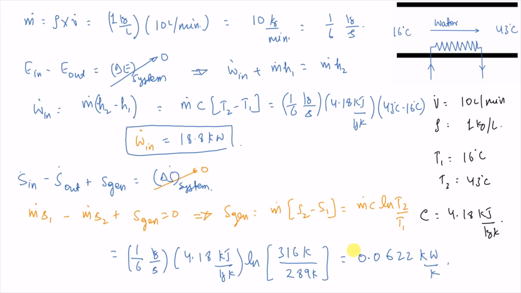So this is the final answer for the entropy generation. Now next we will be solving the B part.